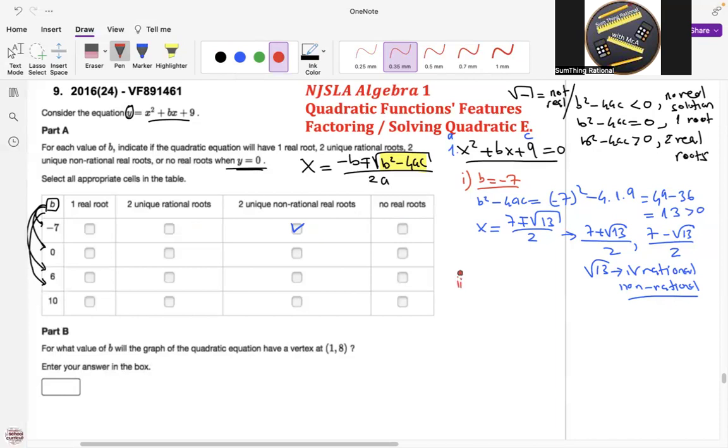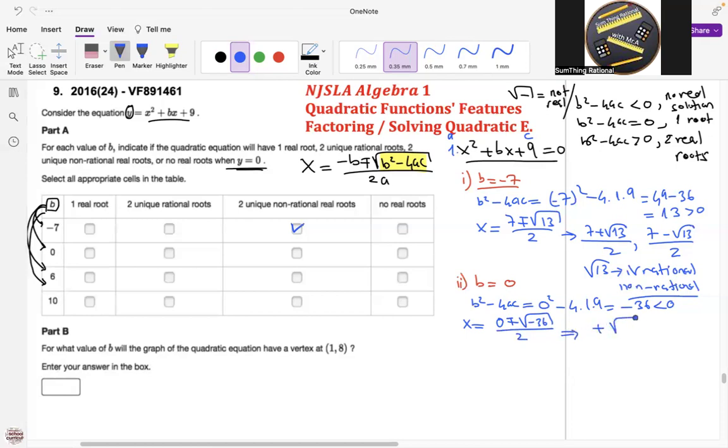When b is 0, let's calculate b square minus 4ac again. B square minus 4ac is what? 0 square minus 4 times 1 times 9, which is negative 36. Now negative 36 is less than 0. If I write the quadratic formula, x is equal to negative b, which means 0, plus minus square root of negative 36 divided by 2. From here we get two roots.